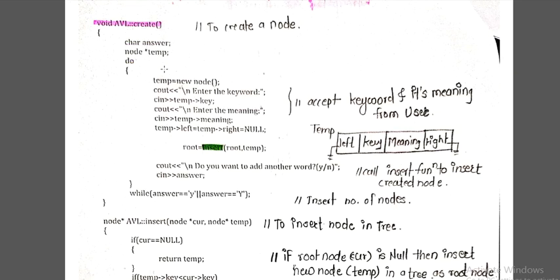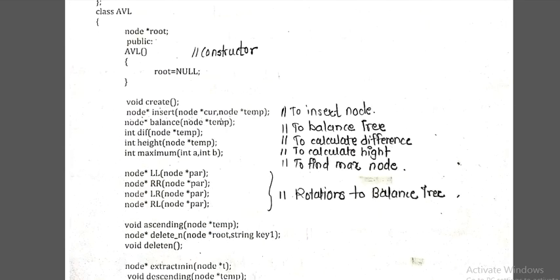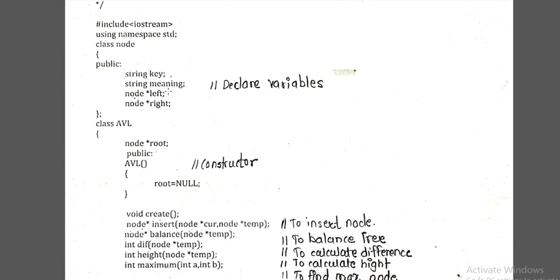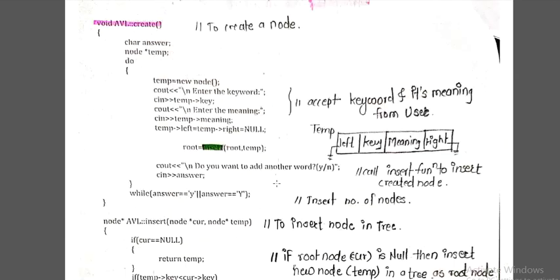Now in the create function we have to create one node. So we create a temporary node and give values to it. The node has four values: the key, its meaning, and its two pointers. We accept the value of the keyword from the user, so we enter the key, then we also accept its meaning, which is the temp of meaning. So this temp node is created with the key, meaning, left pointer and right pointer. Initially the node will have its left and right pointers as null.